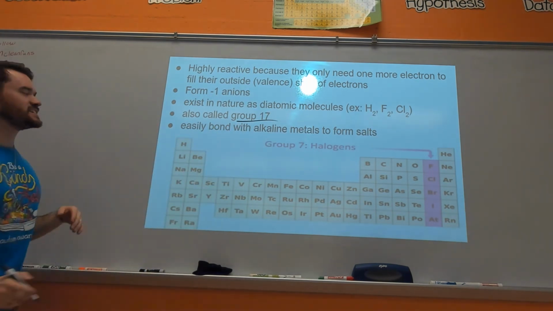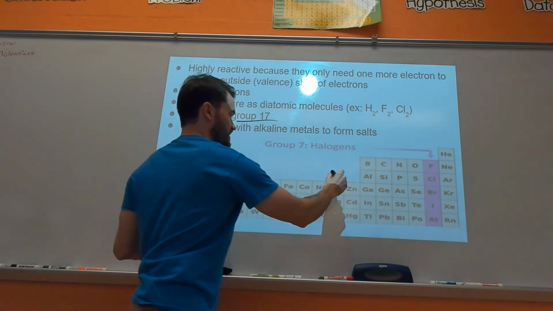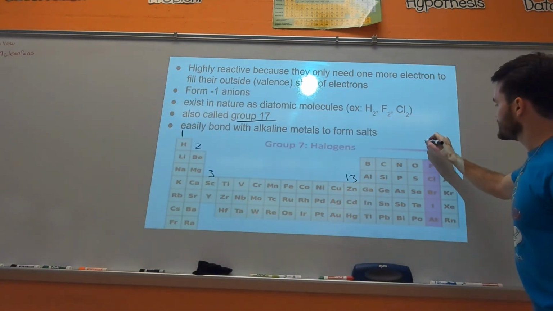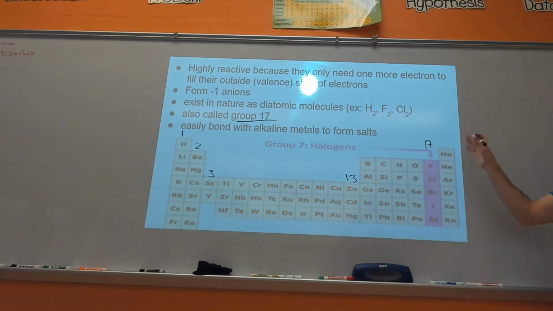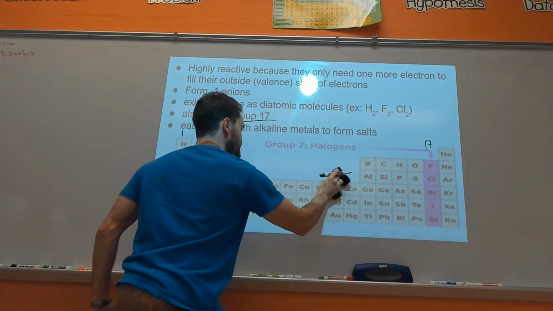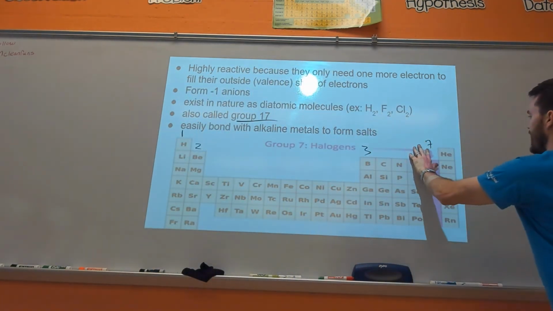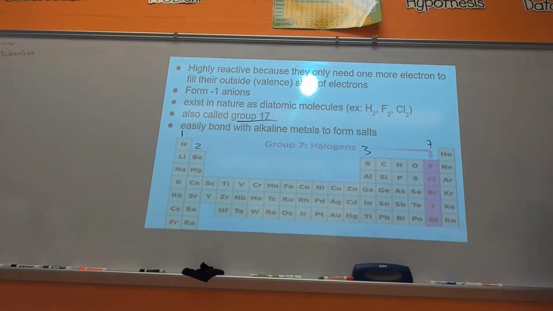So the 17 is if you go 1, 2, 3, 13, 17. If you count all of the columns, all of the groups, you get to 17. Now, let's say you skip counting, you don't count the transition elements, and you go 1, 2, 3, that would then become 7. See that? So that's group 7 or group 17, depending on if you include or don't include the transition elements.